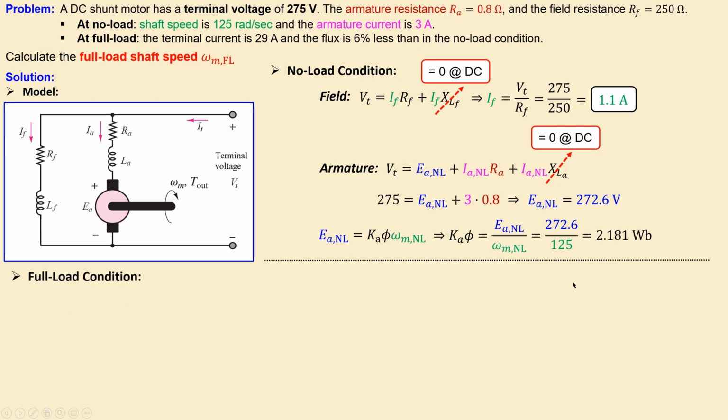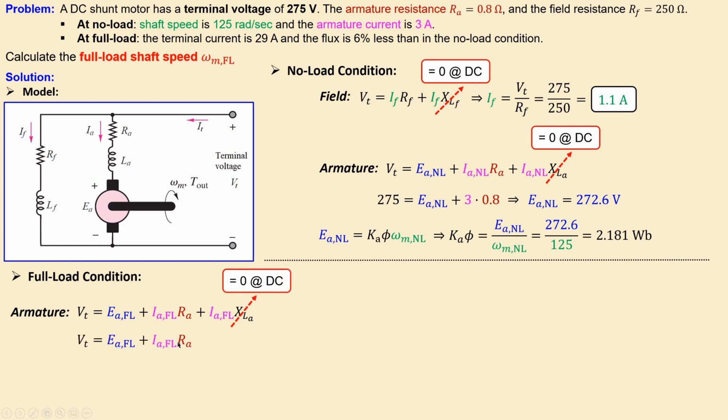Alright, now using this we can move on to the full load condition. In our full load condition we also need to set up our equation for the armature, specifically for the full load. Again we can set up the equation by using Kirchhoff voltage law. Terminal voltage is equal to the full load back EMF voltage plus the voltage across this RA at full load condition, and also the voltage across this inductor at full load condition. But again, the reactance of this inductor will be 0 in a DC system, and again I lose this part.